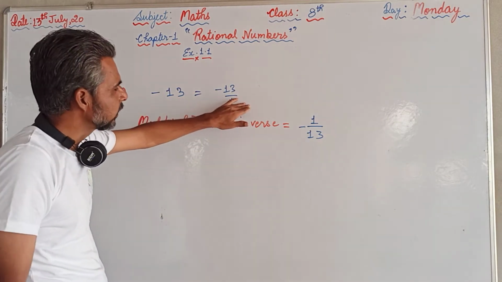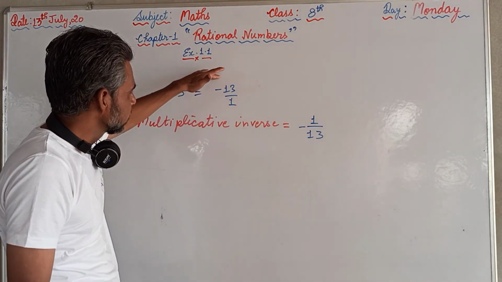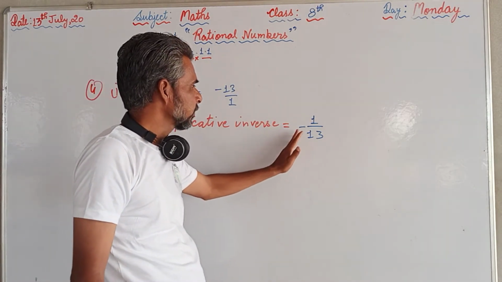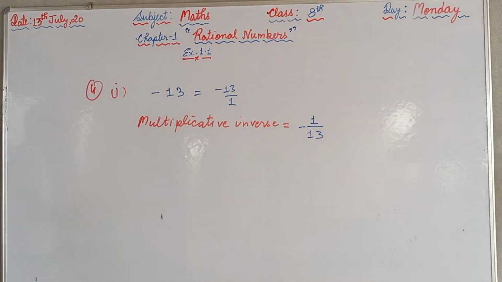1 was the denominator here, so it will become the numerator, and the numerator was minus 13, so it will become the denominator, and the negative sign will be in between. That will be the standard form. In this way, you can calculate the multiplicative inverse.